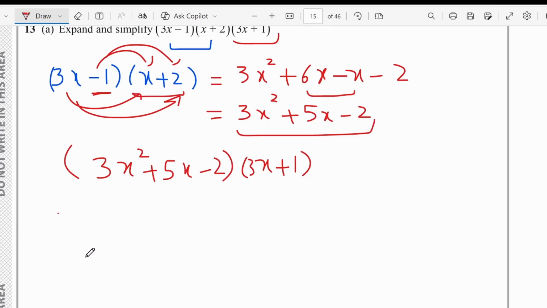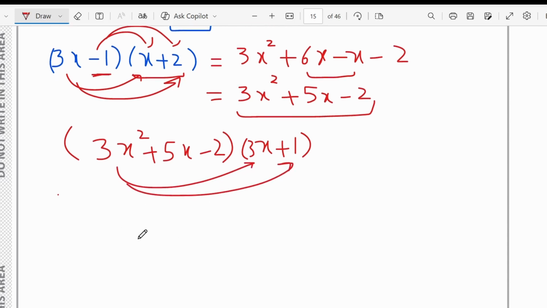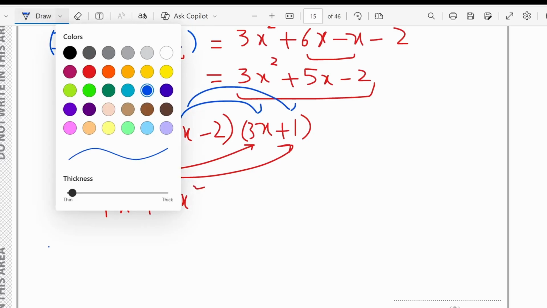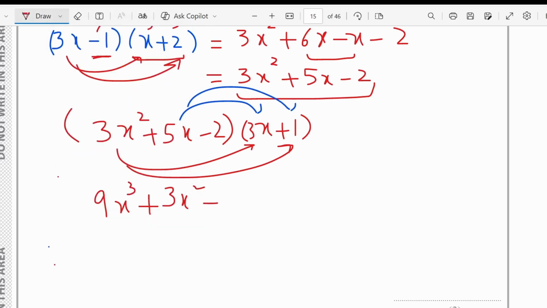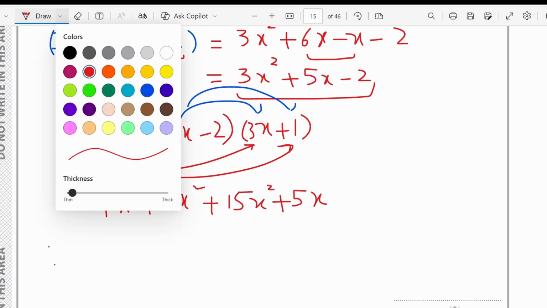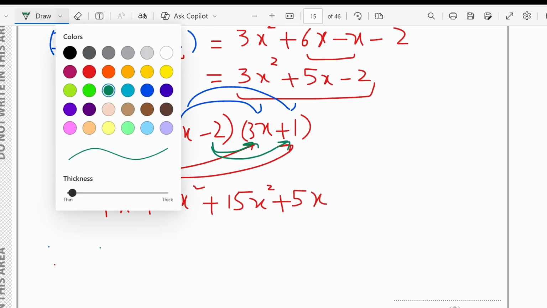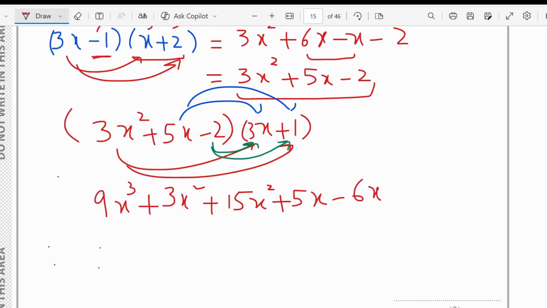So it means that we have to multiply 3x squared with both of these, then 5x with both of these, and then minus 2 with both of these. So we'll have 3 times 3 is 9, x cubed plus 3x squared. Now we'll multiply 5x with 3x and 1. So we'll get 5 times 3 is 15, x squared plus 5x, and then we'll multiply minus 2 with 3x and minus 2 with 1. So we'll have minus 6x minus 2.